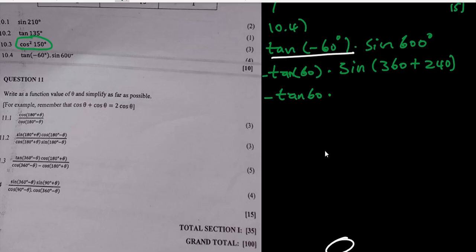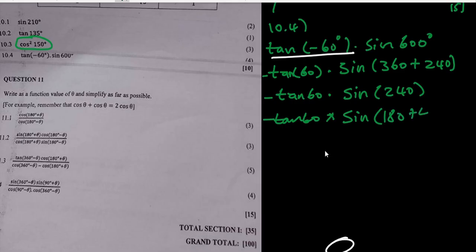So 360 plus is going to take me to quadrant number 1. So on quadrant number 1, everything is positive. Okay. So now I'm still gonna have this multiplied by here, and I can say 180. Let me say 240 minus 180. I'm gonna get 60. So I'm gonna have sine 180 plus 60. This is gonna give me that angle there.